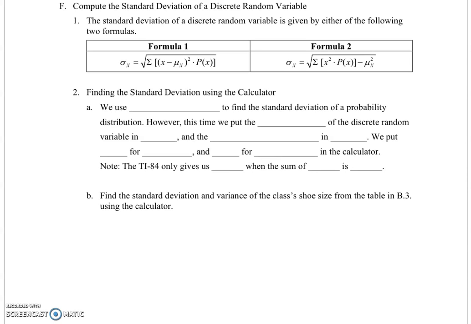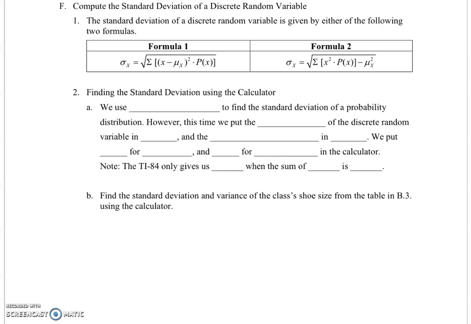Okay, we talked about how we find the mean of a discrete random variable's probability distribution. Now we need to talk about the standard deviation. So there are two different formulas for the standard deviation. Either one of them will work. I'm just putting them here again to show you what you're not missing now that we have technology.